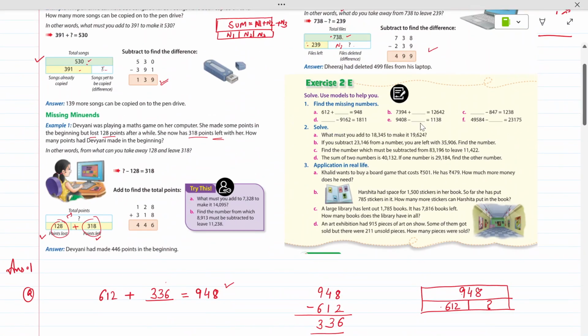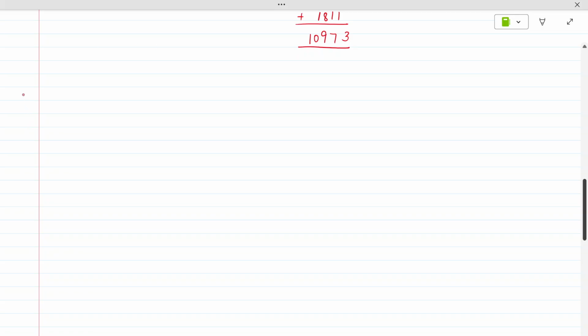Now kids, the E question and F question you have to solve yourself, and this is very easy. Okay, let me do one thing. Let me pick one question from here. Let me do the E part, and F we can do as homework. E is 9408 minus something will give us 1138.